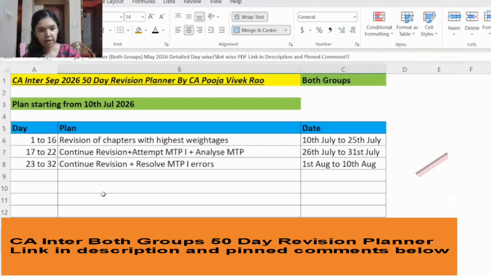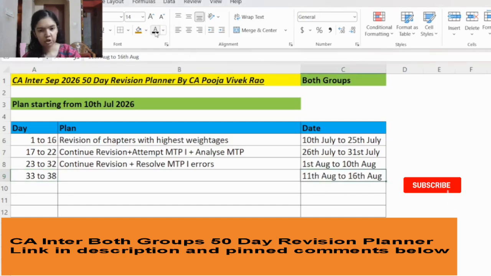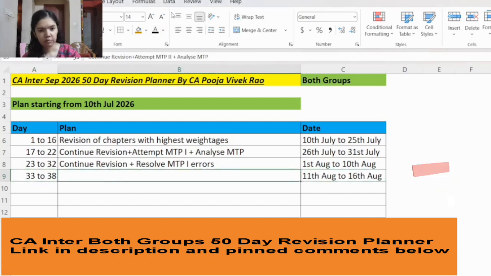So now coming back to this revision planner, from day number 33 to day number 38, that is from 11th August to 16th August. So here you will continue the revision and attempt the mock test paper series 2 and you will analyze the MTP.